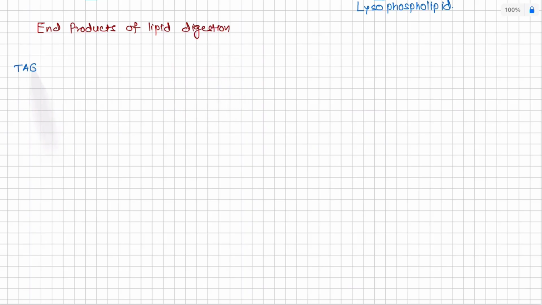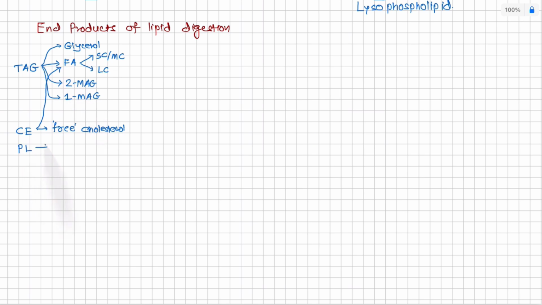Let's summarize what we got as an end product of lipid digestion. From triacylglycerol, we get glycerol, fatty acids, which can be short chain, medium chain and long chain, and 2-monoacylglycerol and 1-monoacylglycerol. From cholesterol ester, we get free cholesterol and fatty acids. From phospholipids, we get lysophospholipids and fatty acids.